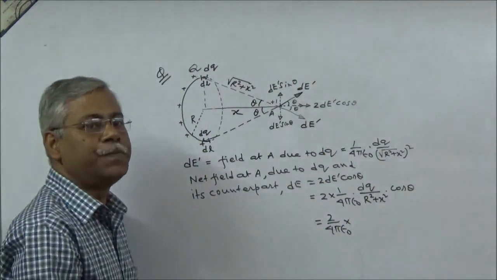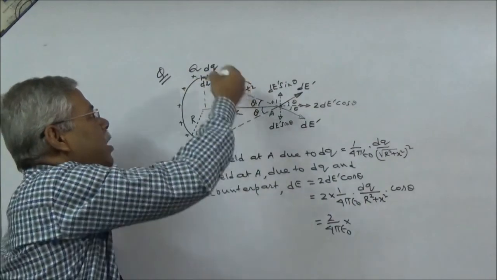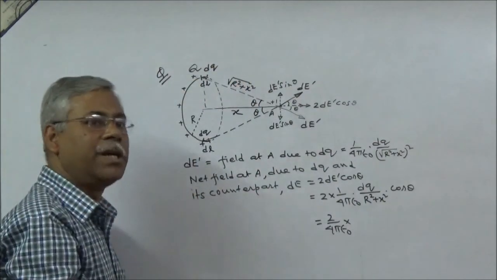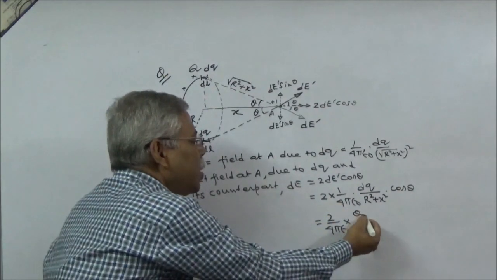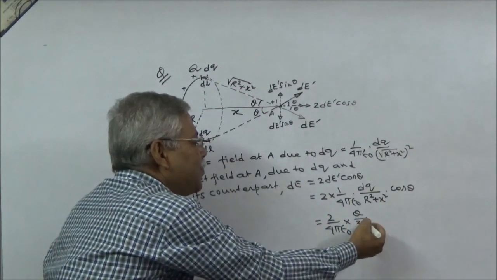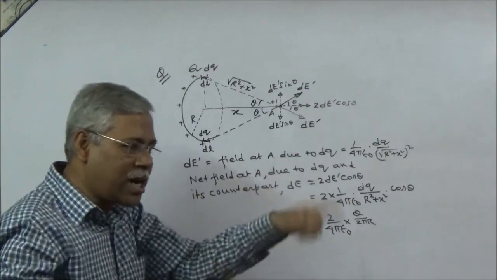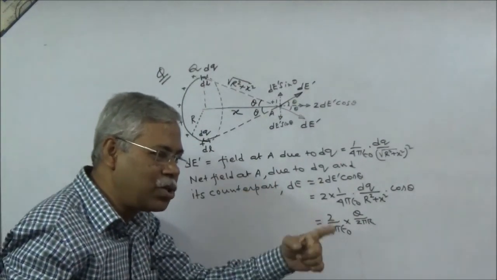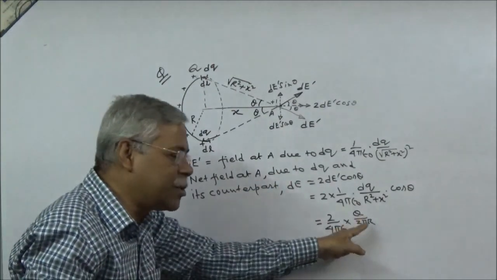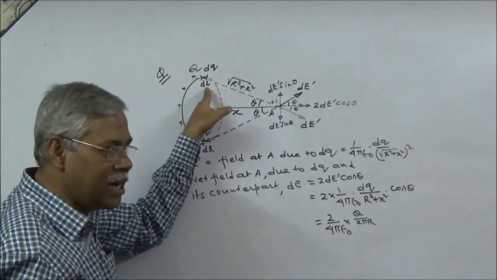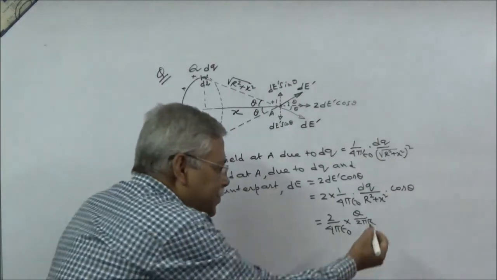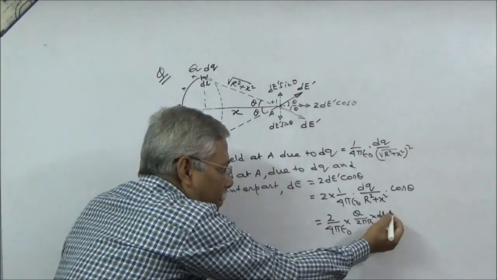dq equal to a whole divide. What is the total charge? Q. What is the charge per unit length? Q by 2 pi r. Q is the total charge. What is the total length? 2 pi r. So what is the charge per unit length? Q by 2 pi r. So what is the charge present in dl length? Multiplied by dl. This is dq.